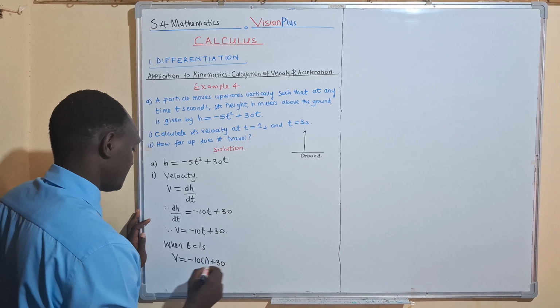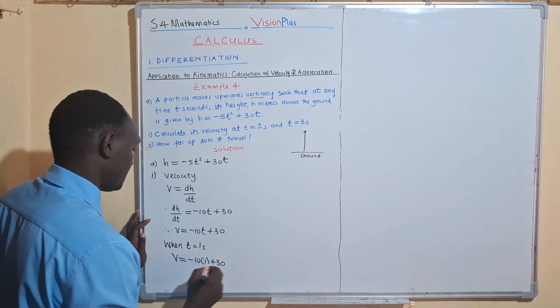That means when the time is 1 second, the velocity of the particle is 20 meters per second. What does it mean? If you look here, the velocity is positive. Since it is positive, it means the particle is moving in the upward direction, in the direction of projection. But that analysis is not very important for us. What is important for us is that the velocity when the time is 1 second is 20 meters per second. What about when the time is 3 seconds? If the time is 3 seconds, you substitute in the expression for velocity at any time.